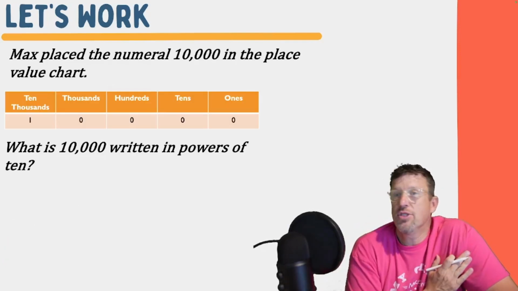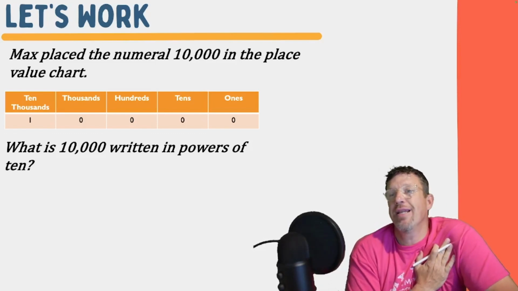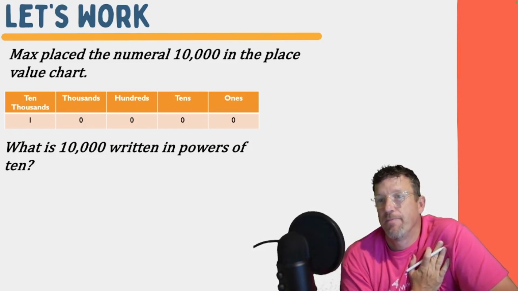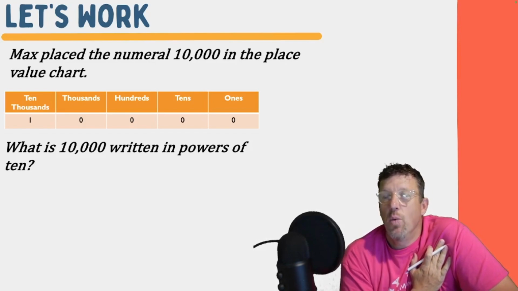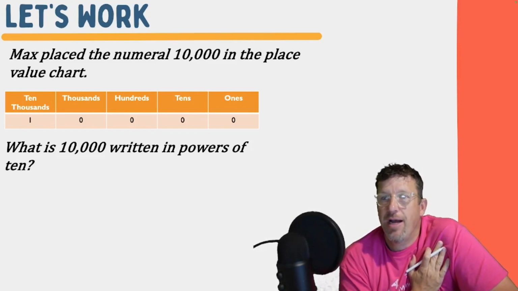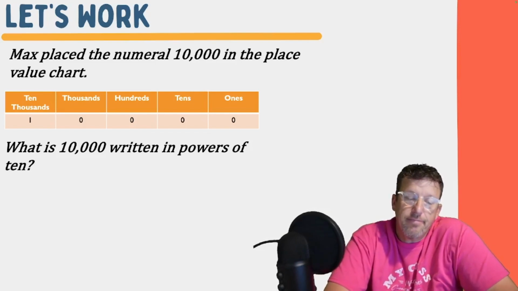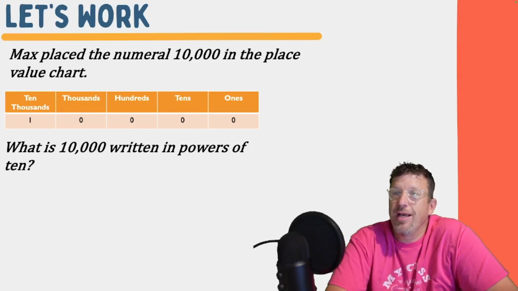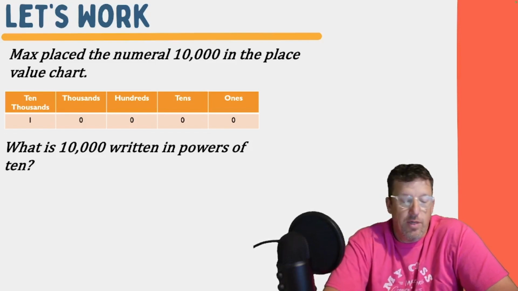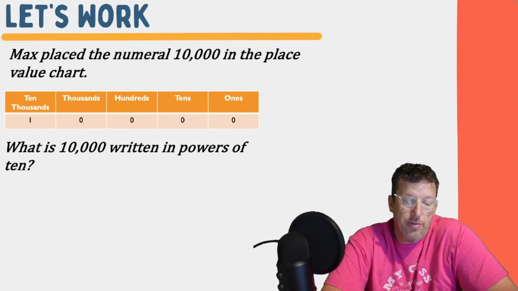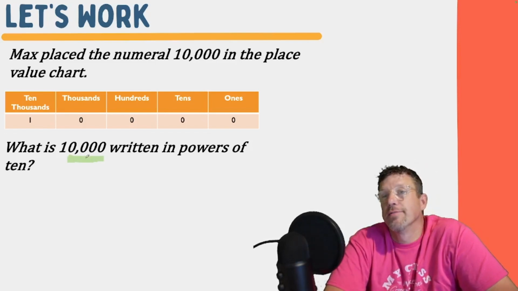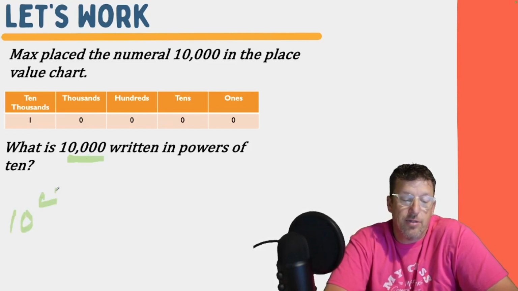Okay, so this dude named Max placed the numeral 10,000 in this place value chart. So let's go the opposite direction. What is 10,000 written as a power of 10? Okay, well, we can say 10,000 and operate backwards. So what did we multiply 10 by to get to that? Well, those of you that know the pattern already know that that answer is going to be, we have 4 zeros. So the answer is going to be 10 to the 4th.